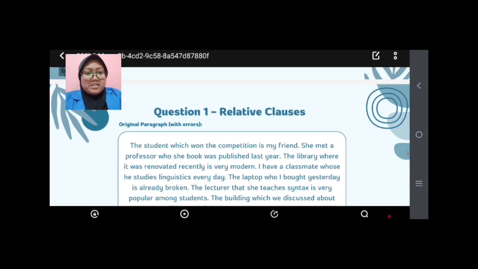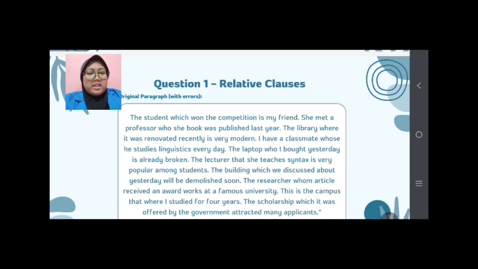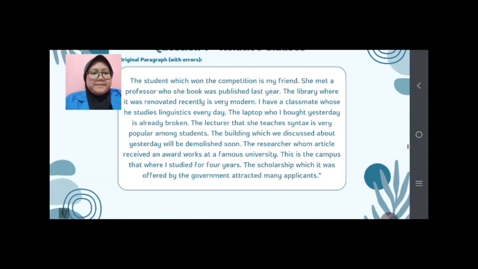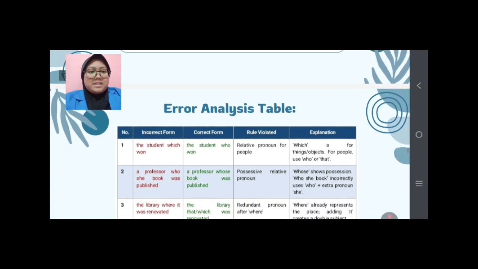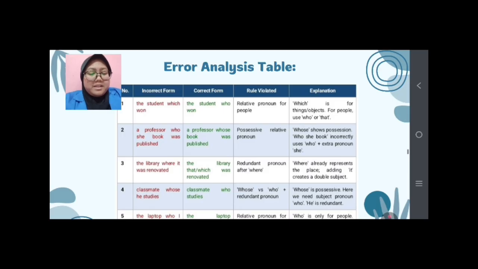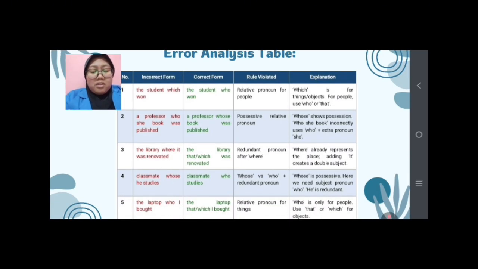So this is the original paragraph, which is with errors. Question 1, relative clauses. Okay, we start the analysis. This is the analysis table I made. Incorrect form: the student which won. Correct form: the student who won. Rule violated: relative pronoun for people. Explanation: which is for things, objects. For people use who.